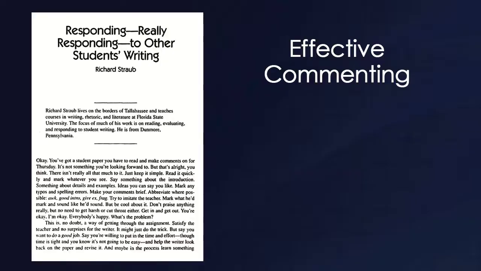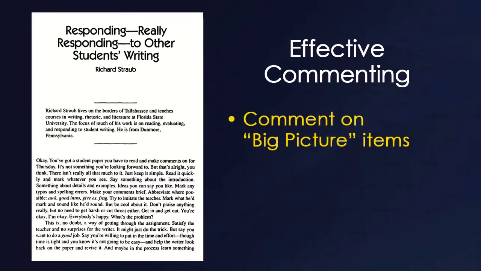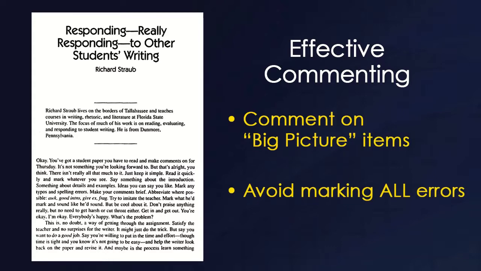And before I show you how that can more or less work, I want to talk about ways that you can practically use this by using Straub's model of being able to comment effectively and using his theoretical lens. With Straub's model, he emphasizes the point that you should comment throughout the draft on those big picture concerns. He places less emphasis on marking all those errors that you see on the page because that can be quite intimidating to attack for a student.